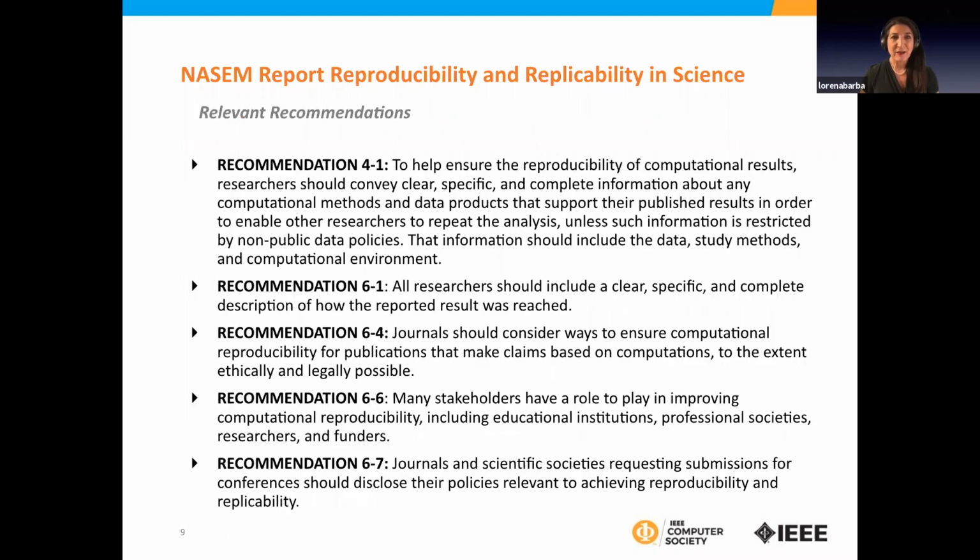Thank you so much. There are recommendations in this report for many stakeholders, from the scientists themselves to publishers, editors, funders, and various members of the scientific world. And there are some key ones highlighted here. Recommendation 4.1 is addressed at researchers themselves, and highlights that they should convey clear, specific, and complete information about any computational methods and data products that support their published results, so that other researchers may be able to repeat the analysis with their artifacts. And of course, there's a recognition that in some situations, there should be allowance for privacy of data when it applies. For example, in situations of public health and patient data.